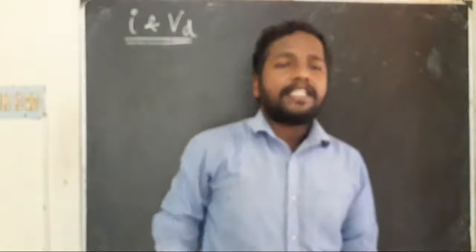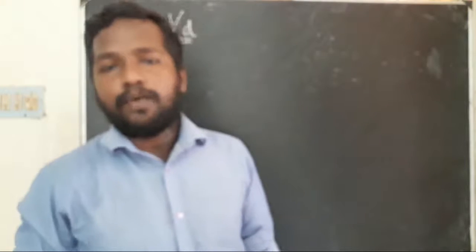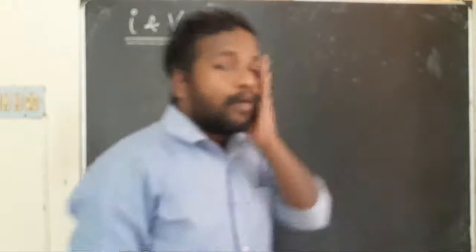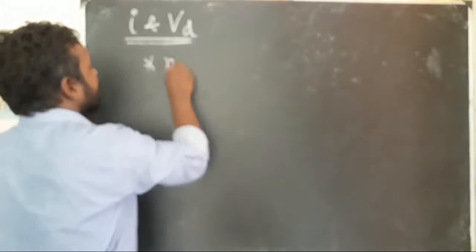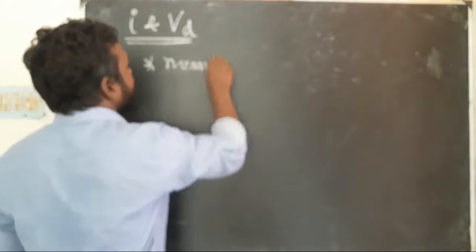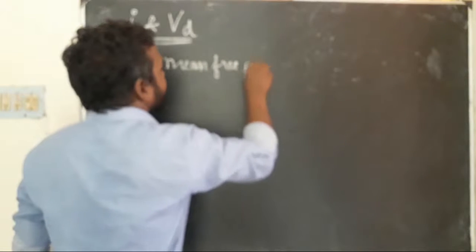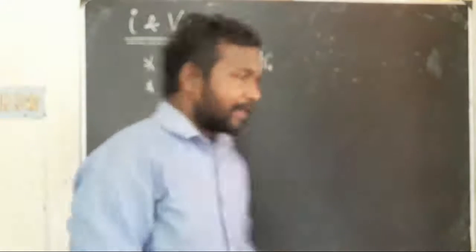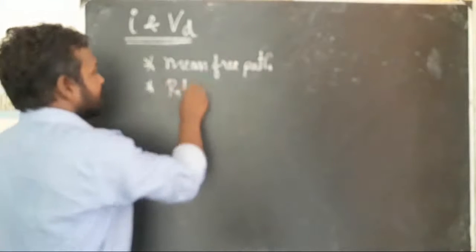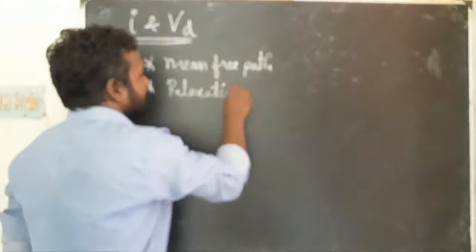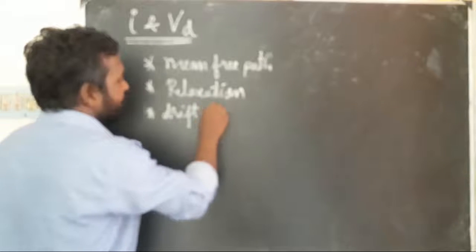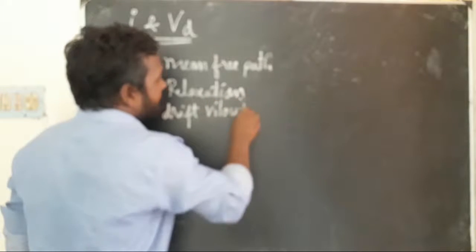Drift velocity is the average velocity between two successive collisions. Before going to drift velocity, you need to know three concepts. The first one is the mean free path. The second one is relaxation time. The third one is the drift velocity. These are the three concepts you need to know, then we'll go to the equations.